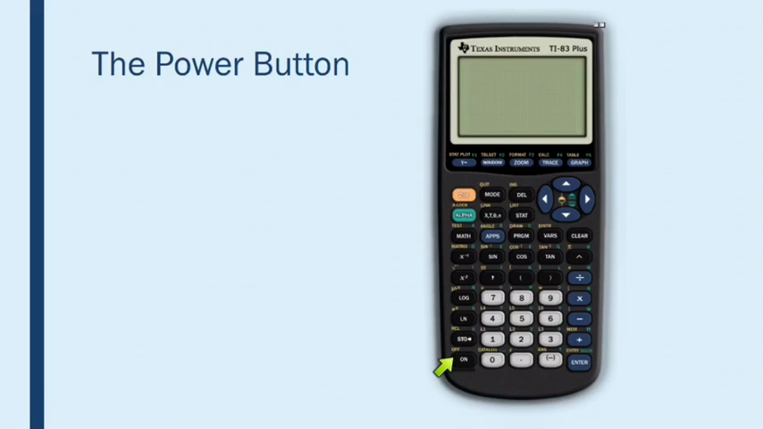And now to turn it off, notice that the second function of this on button is the off. To access a second function, which on my calculator is in yellow, you press the yellow second button. So press second on, and then that will turn the calculator off.